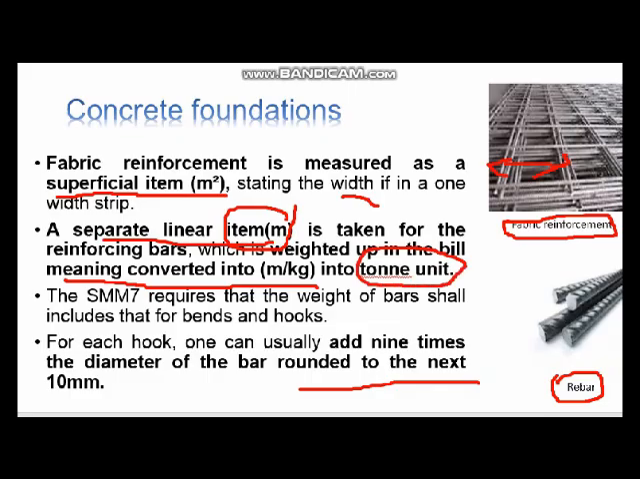Okay, and when you measure the length of these rebars, you need to include for the bends and hooks. Sometimes the end of the reinforcement will have a hook, or they call it a bend. Okay, and how to find these bends and hooks? All you need to apply is this standard multiplication, 9 times the diameter of the bar. Sometimes the diameter is 12 mm, sometimes it is 8 mm, depending on the types of your rebars.